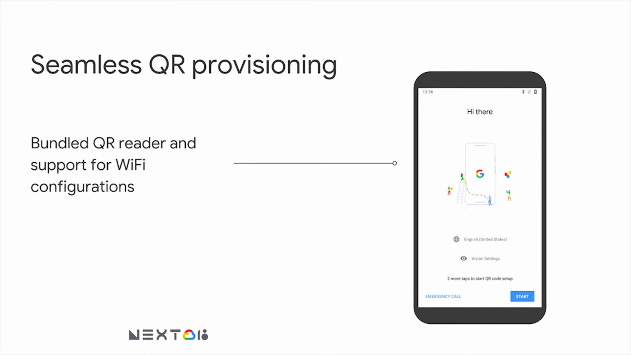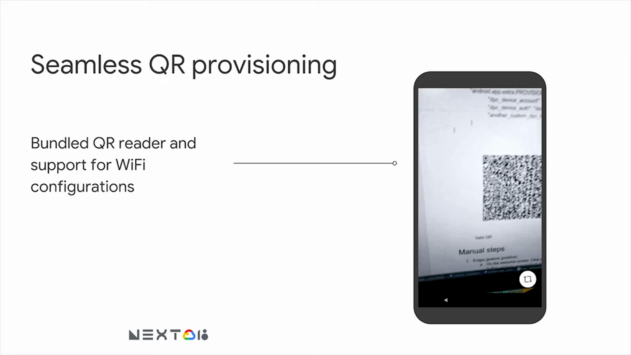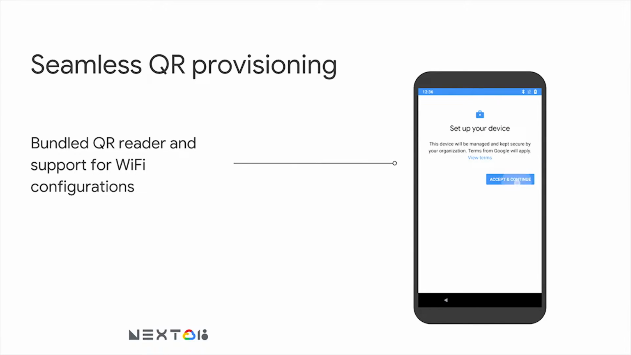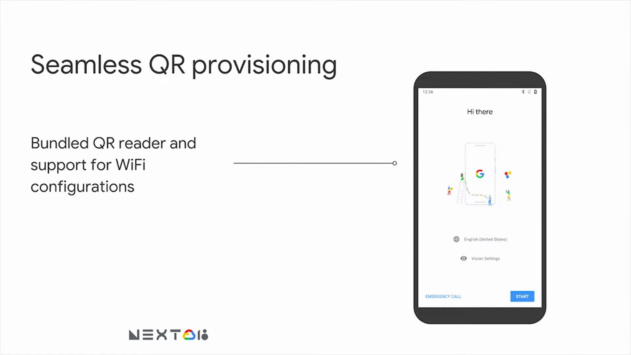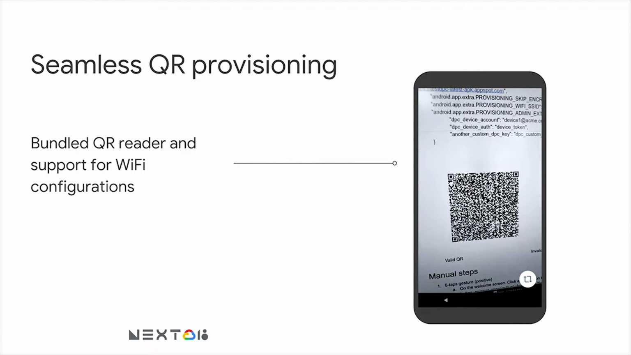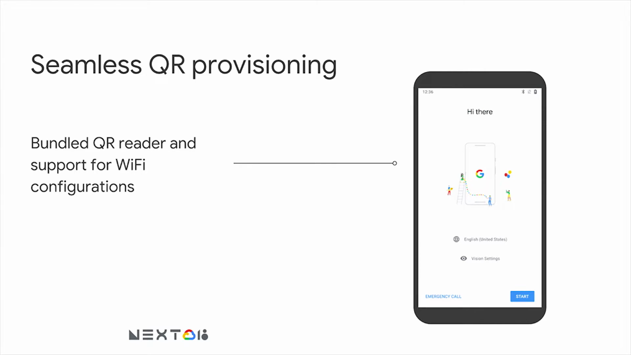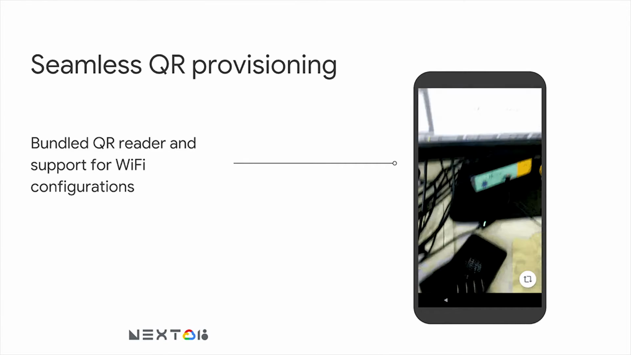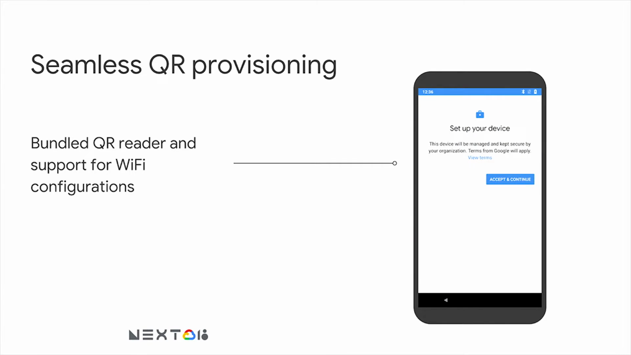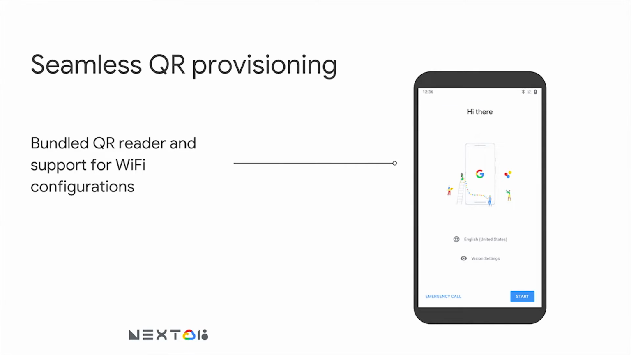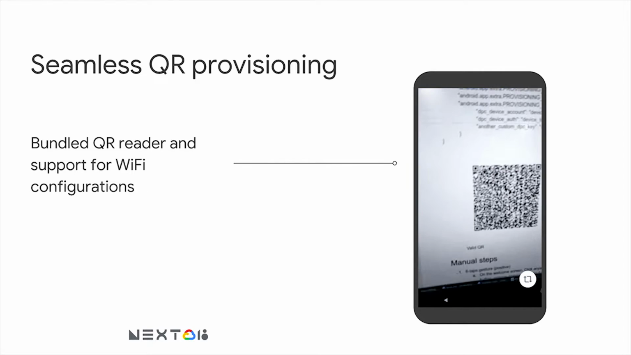This is where an administrator can generate a unique QR code containing the details of the enterprise mobility management solution that the enterprise is using, and that begins the enrollment process. What's new in P is the ability to include Wi-Fi configurations within that code. So historically, if you wanted to add the Wi-Fi configurations, you would have to enter those manually.